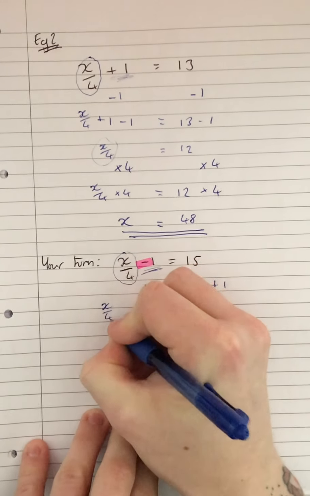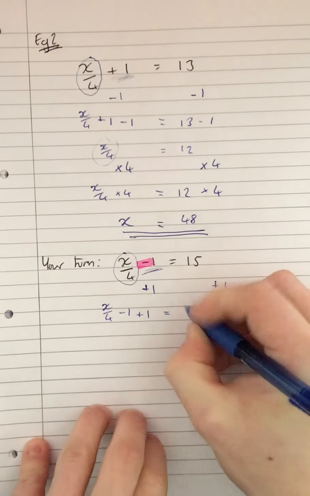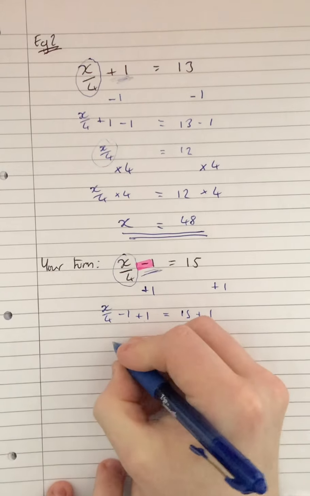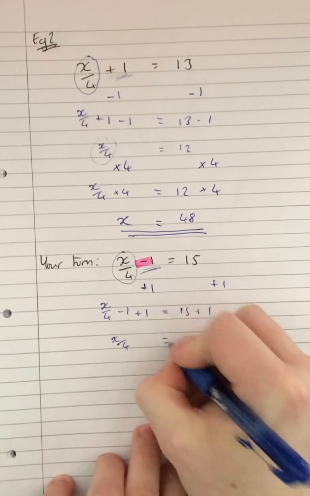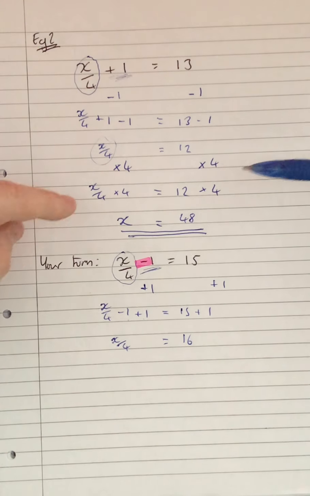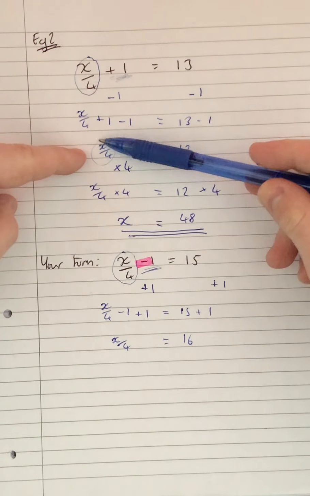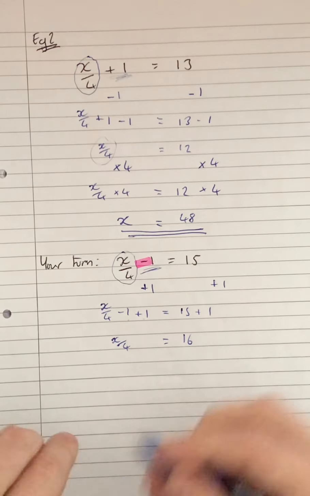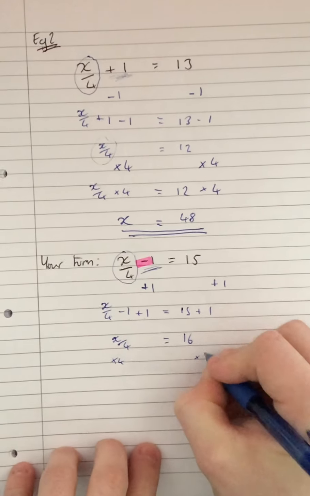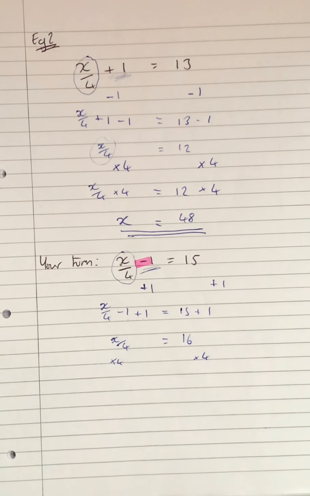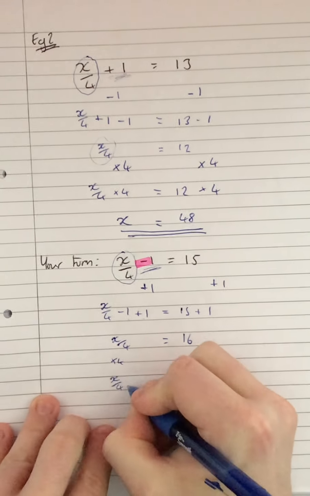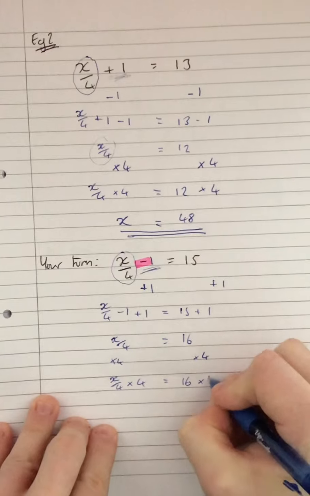So we get x over 4, take 1, add 1, is equal to 15, add 1. Taking 1 and adding 1 cancel themselves out, which just leaves us with x over 4 is equal to 16. We can go back here now and do this step again. We've got x over 4 is equal to 16. So let's just multiply both sides of our equation by 4. Okay, because we don't want x broken into 4 pieces. We want the whole thing. So x over 4 times 4 is equal to 16 times 4.